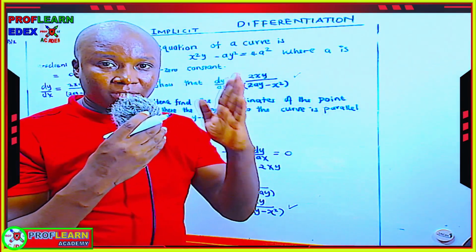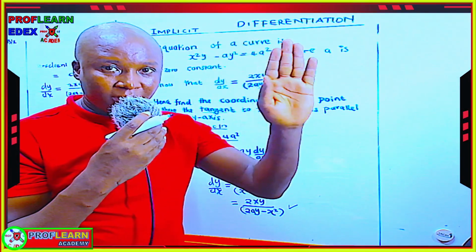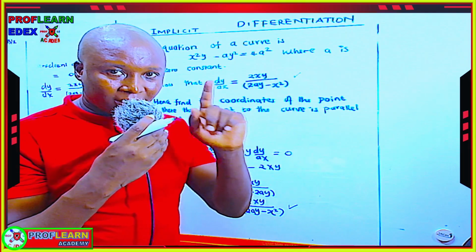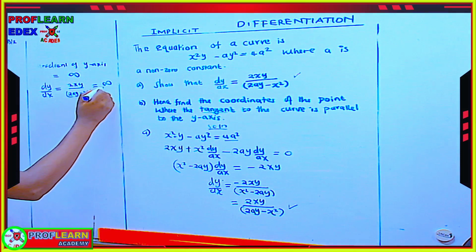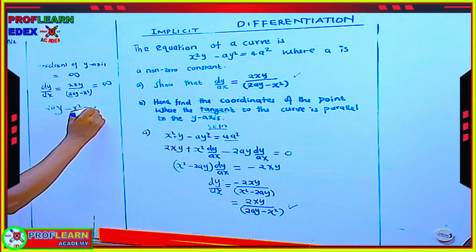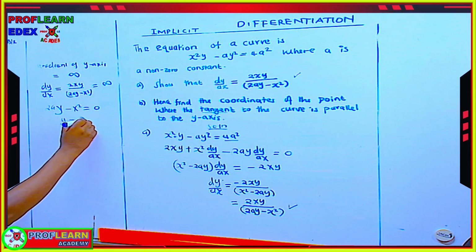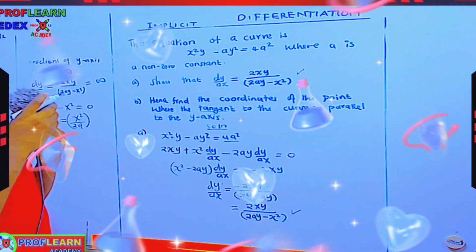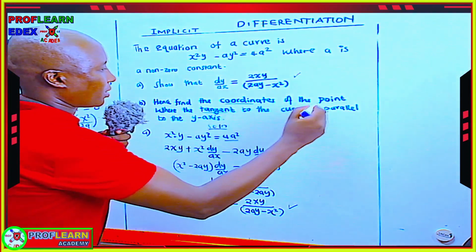If the tangent is parallel to the y-axis and the y-axis has infinite gradient, then it means the gradient of the curve is also infinity. So how are we going to get infinity here? It is when the denominator is zero, therefore we say 2ay minus x squared equals 0. So this is the equation we are going to use, and therefore y is x squared over 2a. Now find the coordinates of that particular point.